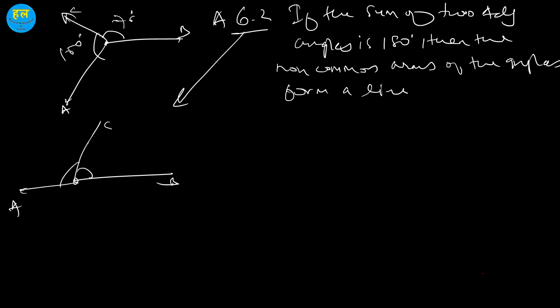Since they form a linear pair of angles, this axiom is also called the linear pair axiom. Okay, next, theorem 6.1.